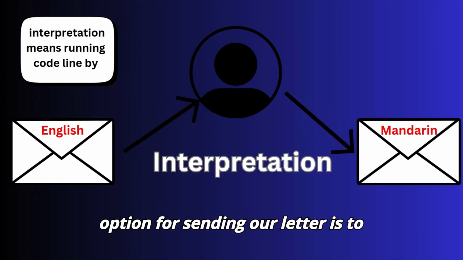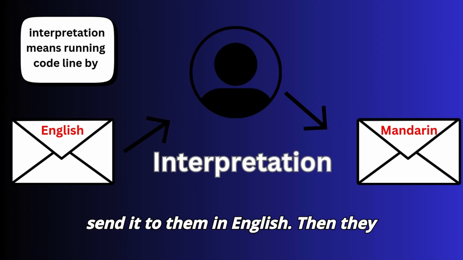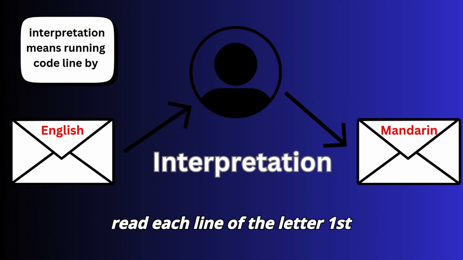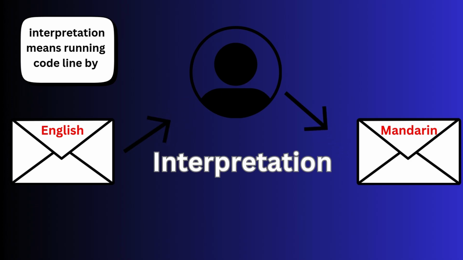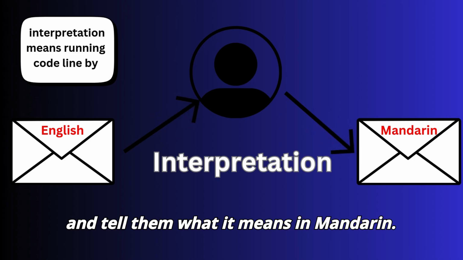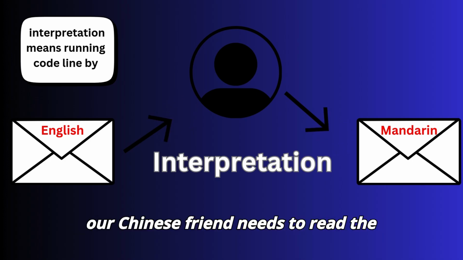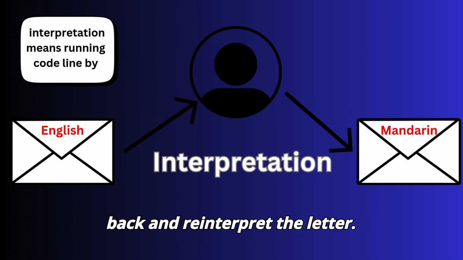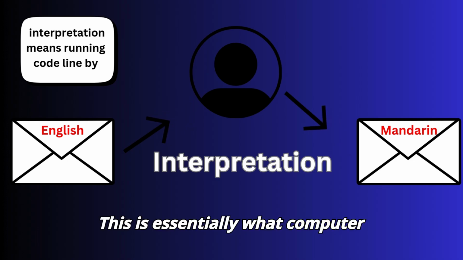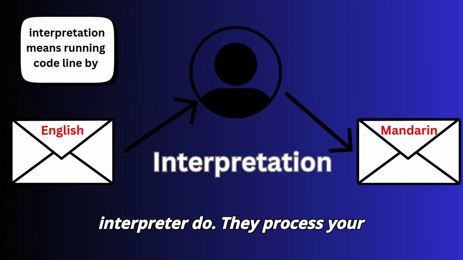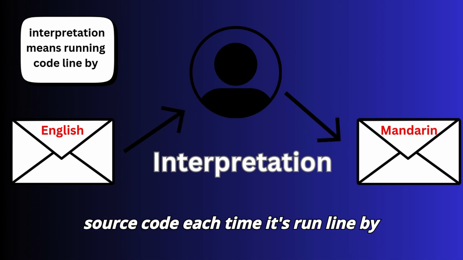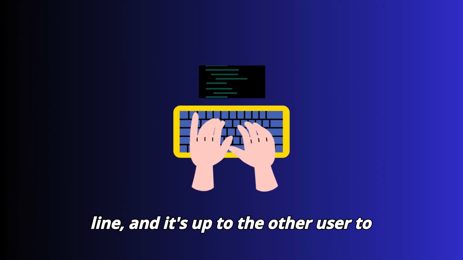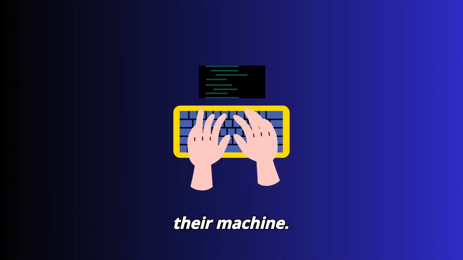Now, the second option for sending our letter is to send it to them in English. Then they could have a friend who speaks English read each line of the letter first and tell them what it means in Mandarin. Every time our Chinese friend needs to read the letter, the interpreter will need to come back and reinterpret the letter. This is essentially what computer interpreters do. They process your source code each time it's run line by line, and it's up to the other user to have the needed interpreter available on their machine.